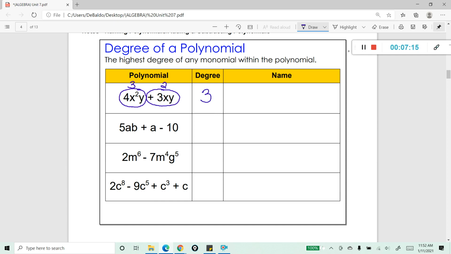Now, to give it its full name, you want to take its highest degree, and you want to say, okay, well, it's a third degree, which means it's cubic. And we also see that we have 2 terms here. So this is going to be a cubic binomial.